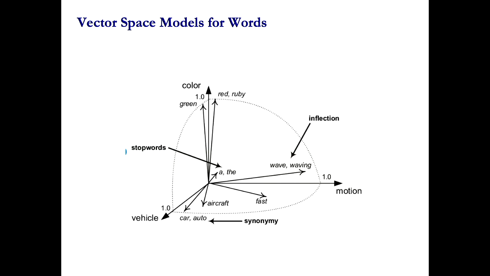So words will be put together if they can be used in the same context. A word like car and auto might be in almost exactly the same place because they tend to be used in the same exact context, so they'll end up in the same place. Not so close: aircraft is also something that travels and it's a vehicle, but it's not used in exactly the same setting. So this notion of a word embedding, which is what all modern NLP systems are based on, will be important.